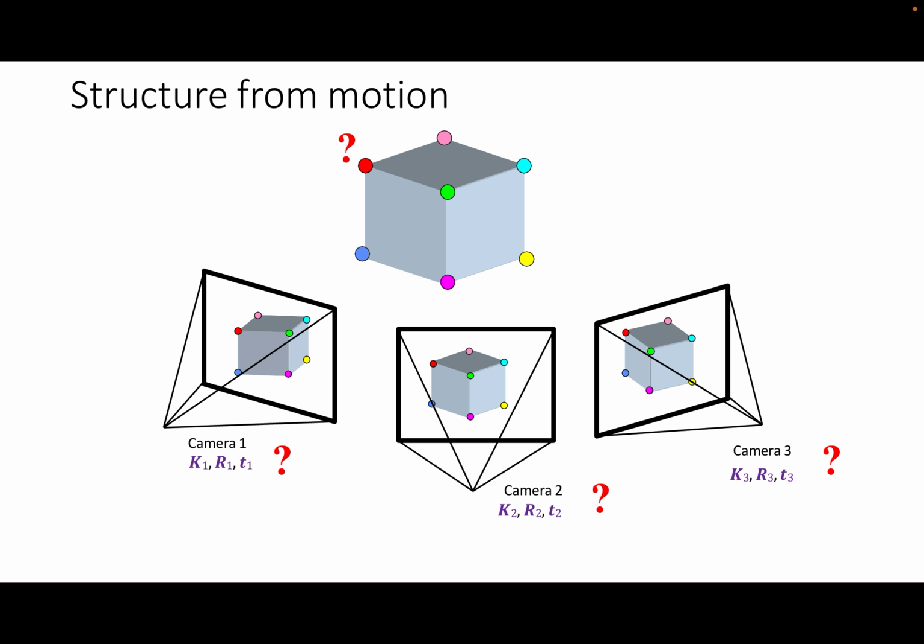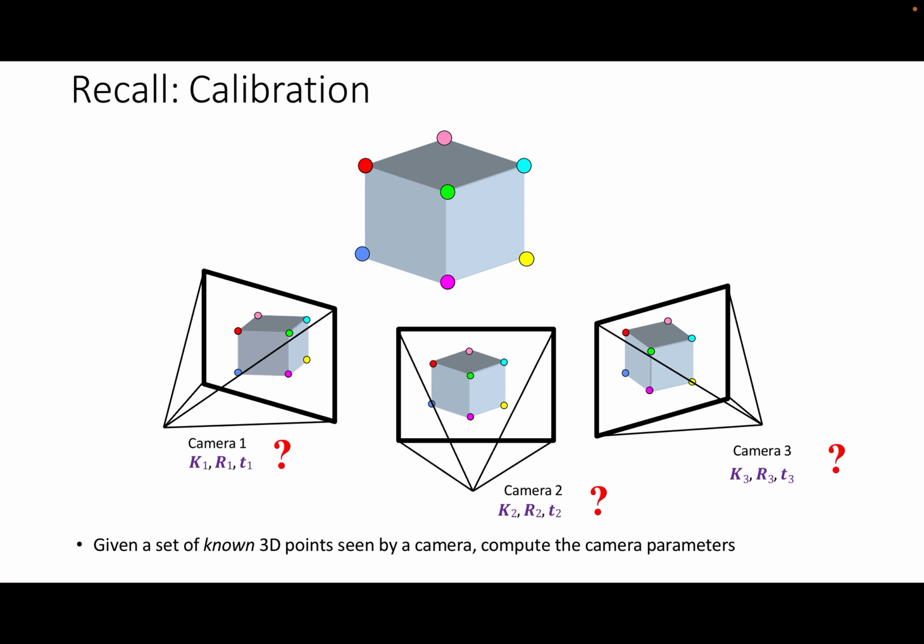So as I said, the goal of structure from motion is to recover 3D geometry, texture, and camera parameters at the same time from multiple images. And let's recall, we are not going to do camera calibration because we assume we do not have access to a checkerboard. But just to recall, what is calibration? Given a set of known 3D points and their measurements, we'd like to compute the camera parameters.